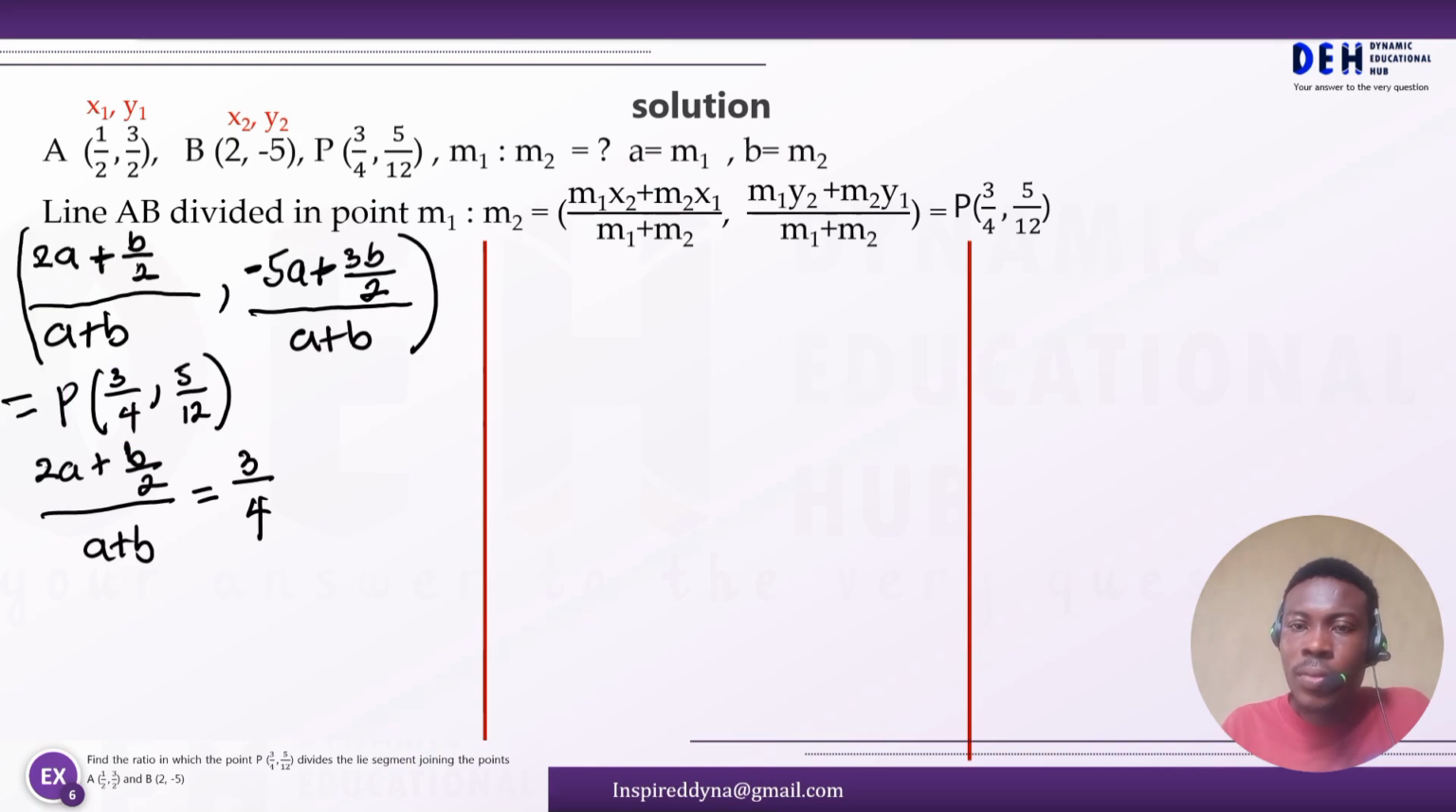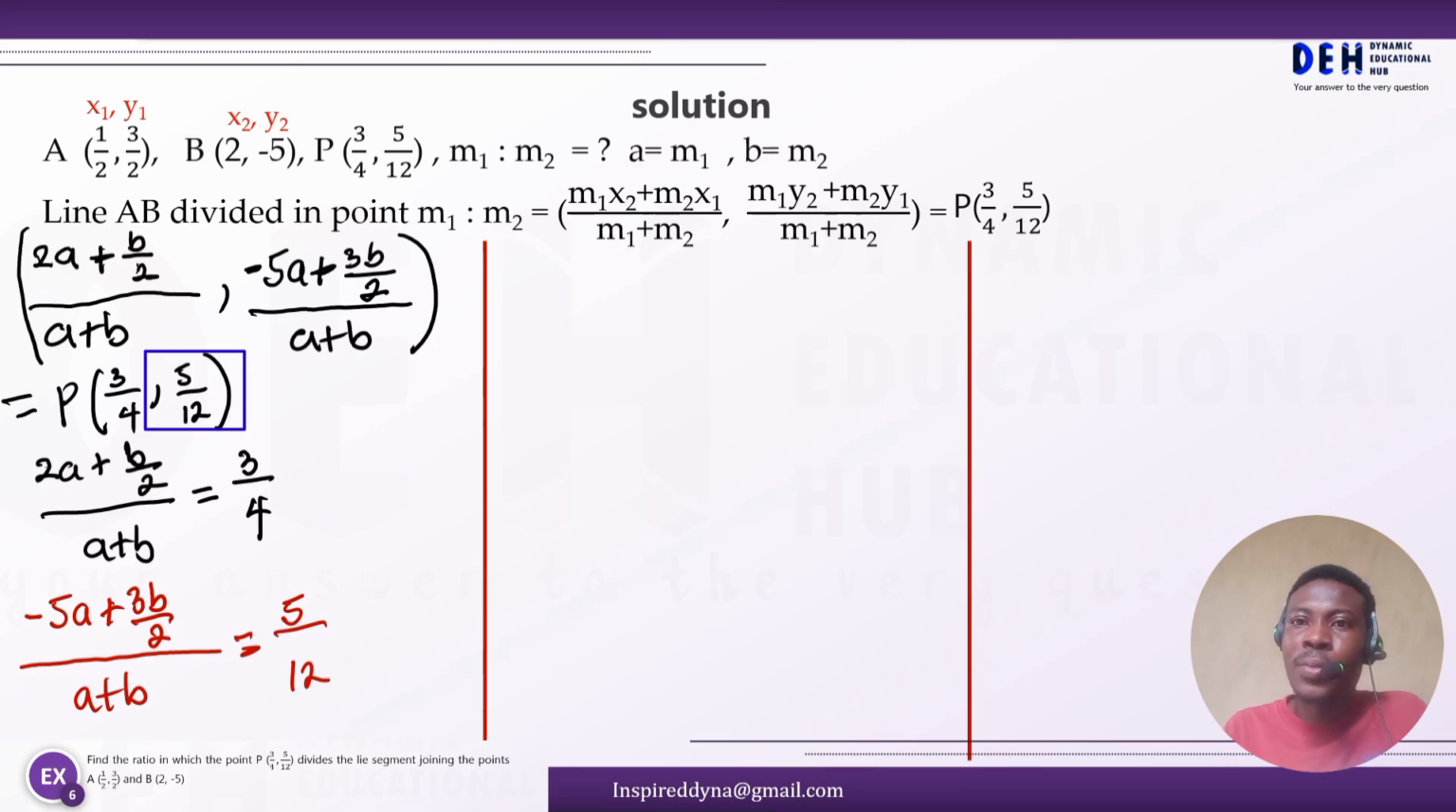The next one: (−5a + 3b over 2), everything divided by (a + b), should be equal to 5 over 12. So we have two equations to solve, simultaneous equations. Let's start with the first one. From the first one here, we are going to cross multiply.